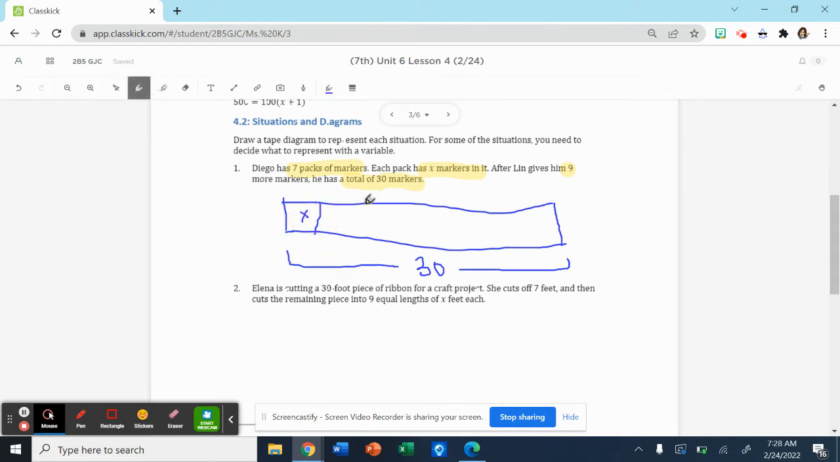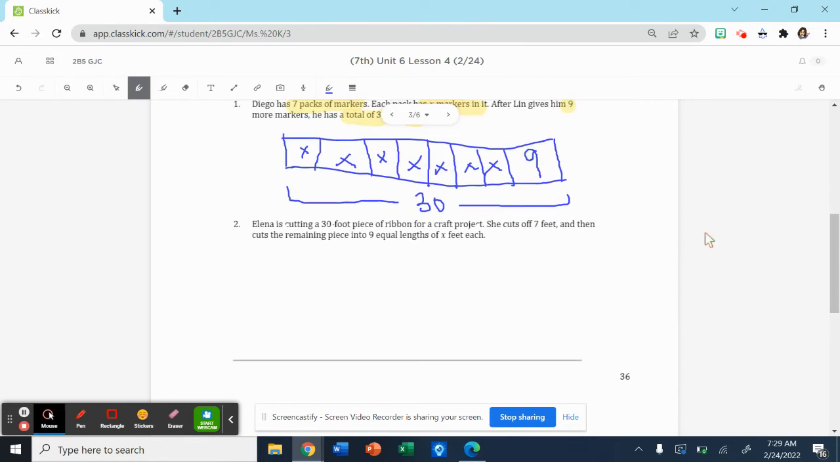So I have x markers, and I have 7 groups of x because it says Diego has 7 packs of markers when each has x. So I'm going to keep counting up until I have 7 groups of x plus that group of 9 for a total of 30 markers. And that's my tape diagram.